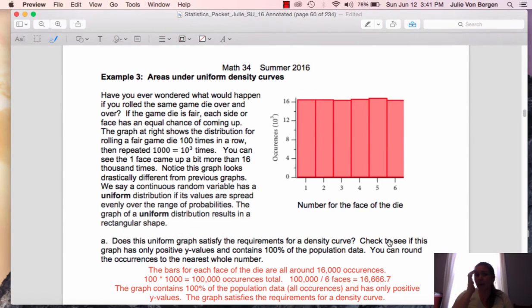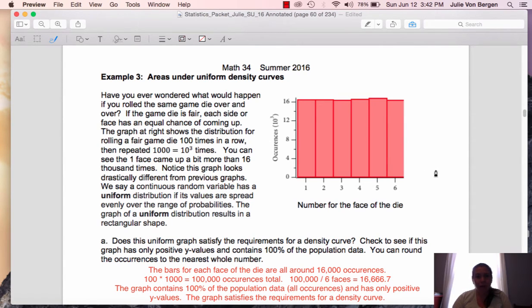Okay, example 3 is areas under what we call uniform density curves. Have you ever wondered what would happen if you rolled the same game die over and over again? If the game die is fair, we expect each side or face has an equal chance of coming up. This graph at right shows the distribution for rolling a fair game die 100 times in a row, and then repeating that 1,000 times, or we say 1,000 is 10 to the third power, right? 10 times 10 times 10, 3 times is 1,000.